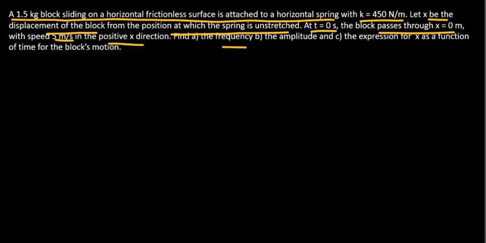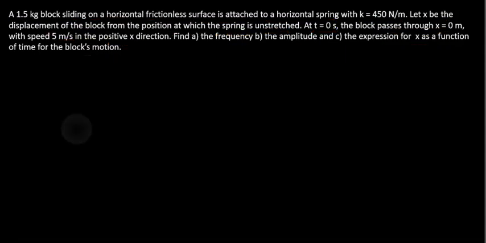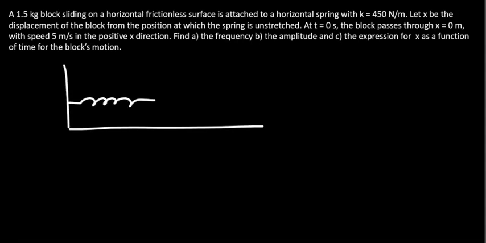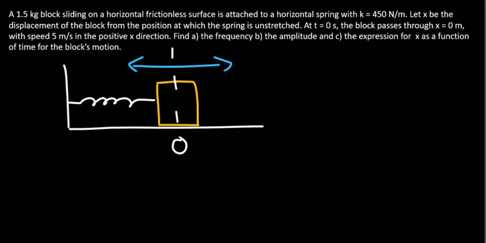You want to determine the frequency, the amplitude, and also the expression for x as a function of time for the block's motion. So what you have is you have a surface like that, and you have a spring attached to a block like that. So this surface is frictionless. This block can oscillate left and right about an equilibrium position 0. So that is the x-axis.